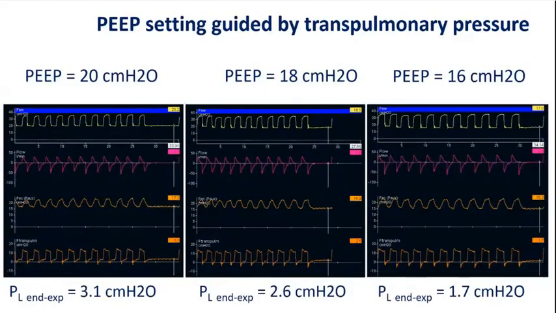And then after the recruitment maneuver, we can use the transpulmonary pressure to optimize the setting of PEEP, as it was described by Professor Talmor. Again, we can do a decremental PEEP trial, 20, 18, 16 of PEEP, looking at the transpulmonary pressure at the end of expiration. So we have to perform an expiratory occlusion. And at 20, for example, it was 3.1, at 18, 2.6, at 16, 1.7. Usually in my practice, I target somewhere around 2 centimeters of water.